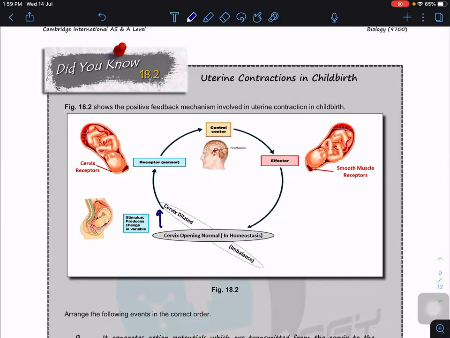And luckily, it's not a negative feedback. If it were a negative feedback, what would happen? The cervix wants to open, and then the brain asks it to close. The cervix wants to open, you ask it to close. Then forever, childbirth won't take place.